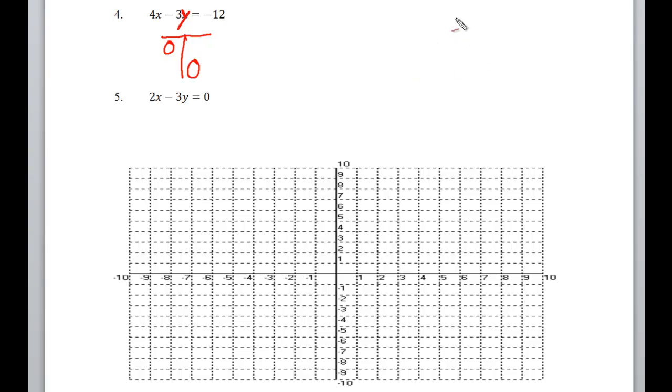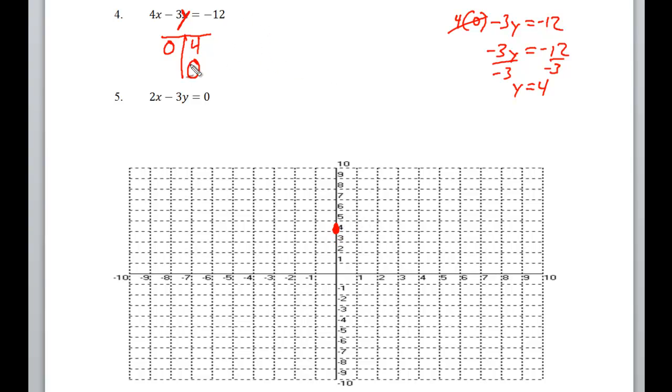So what I'm going to do is take my equation and plug my 0 in for x, minus 3y equals negative 12, which makes negative 3y equals negative 12. Divide both sides by negative 3. Y is equal to 4. So my y-intercept is (0, 4), which puts the dot right there.